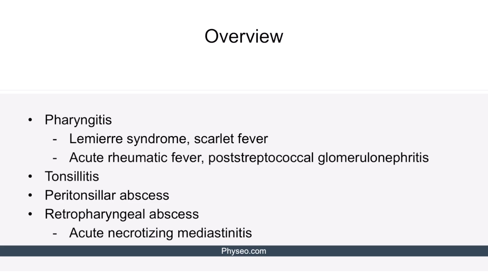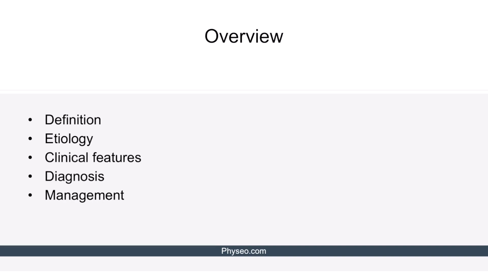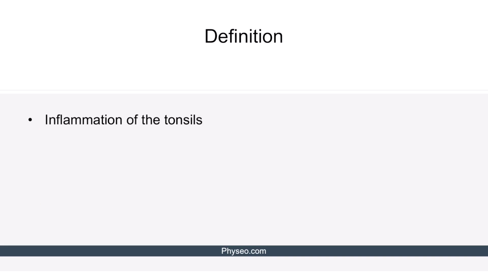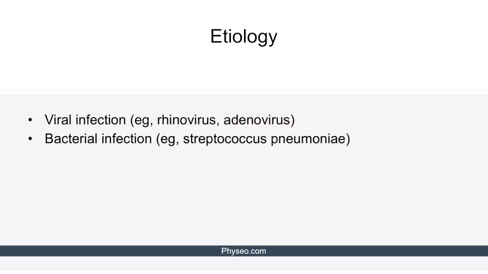Now that we've covered all of the high-yield points regarding pharyngitis and its potential complications, let's move on to tonsillitis. Specifically, we'll discuss the definition, etiology, clinical features, diagnosis, and the management of tonsillitis. In simple terms, tonsillitis is characterized by inflammation of the tonsils. Similar to pharyngitis, tonsillitis can occur secondary to either a viral infection, for example with rhinovirus or adenovirus, or a bacterial infection, for example strep pneumoniae. As with pharyngitis, viruses cause tonsillitis a lot more frequently than bacteria do.